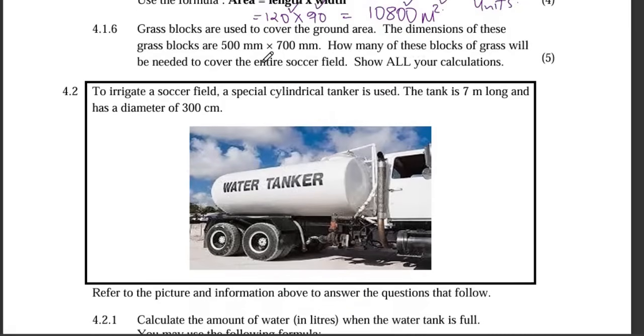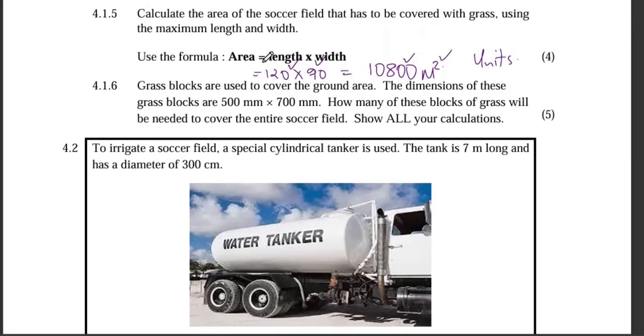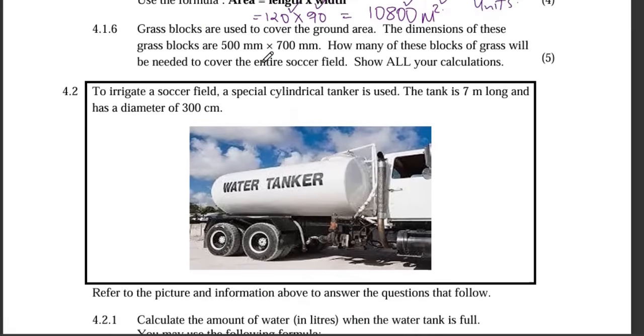4.1.6. The grass blocks are used to cover the area. The dimension of these grass blocks are 500 millimeters by 700. How many of these blocks of grass will be needed to cover the entire field? Show by means of calculation. Now, this one's going to be area to be covered divided by area of only one block. So we look for the area, but remember these are millimeters.